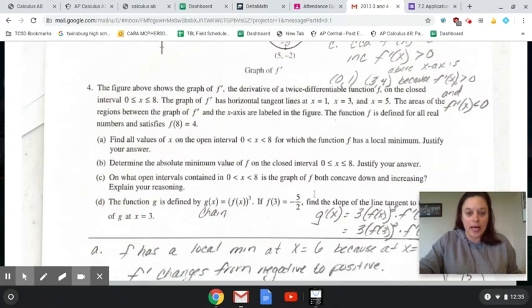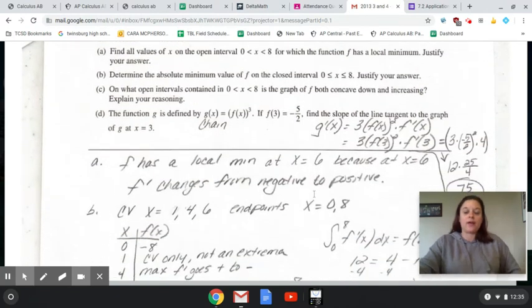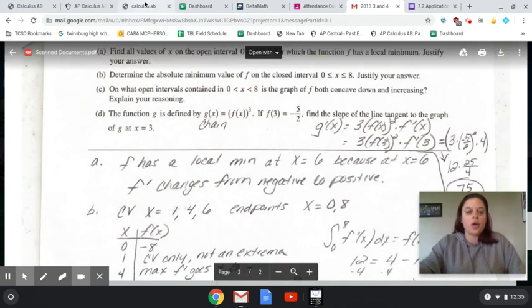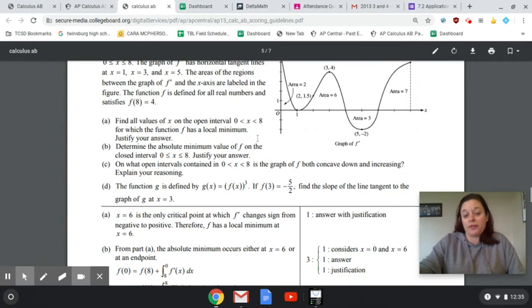So here's what I wrote down. I wrote down that f would have a minimum at 6 because at 6, that's where the derivative has a sign change from negative to positive. Make sure you're specific when you say what's changing signs. And again, in this case, it's the first derivative. For points, they gave just 1 point for that. If you said 6 and you had a decent justification, you got that point.